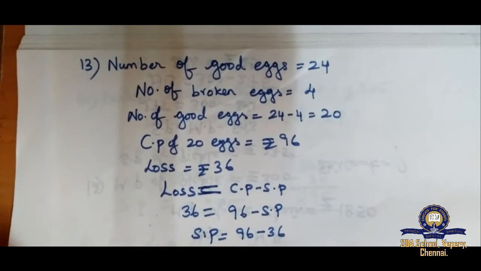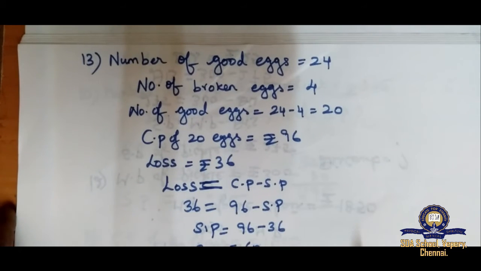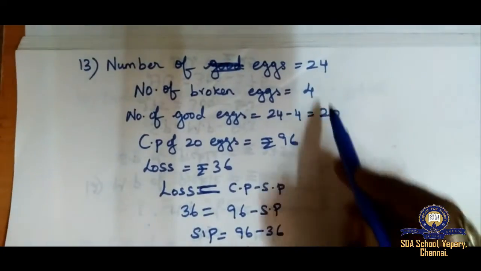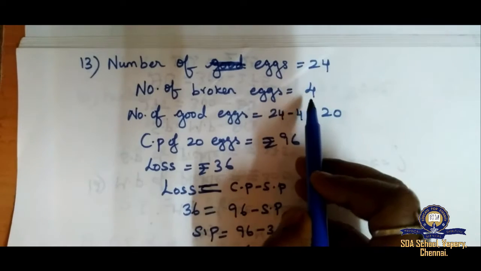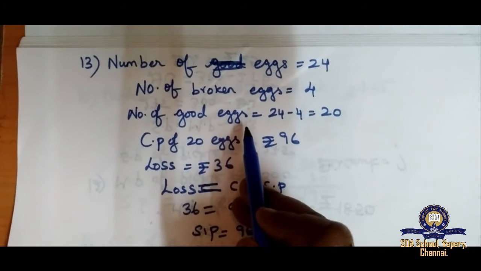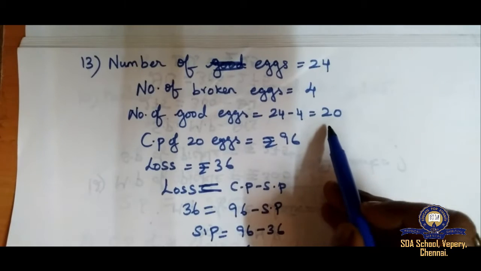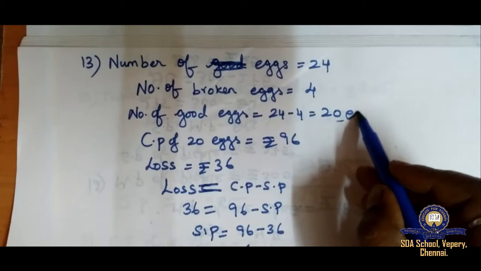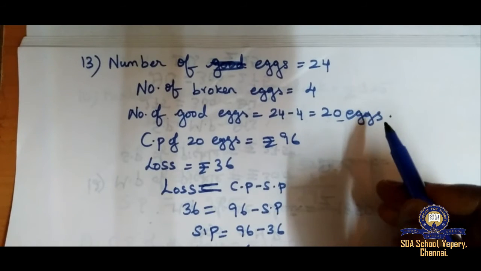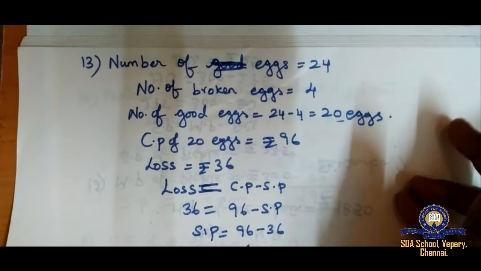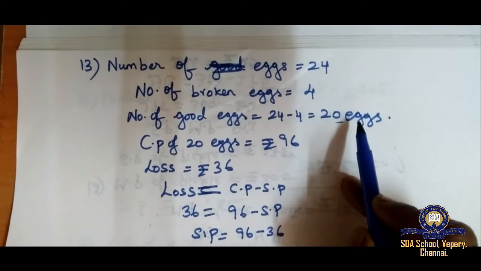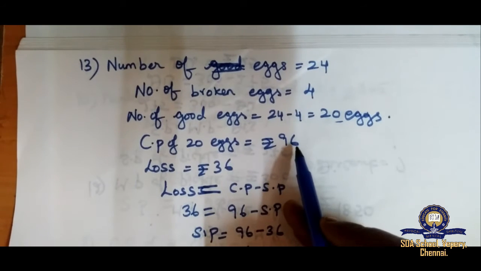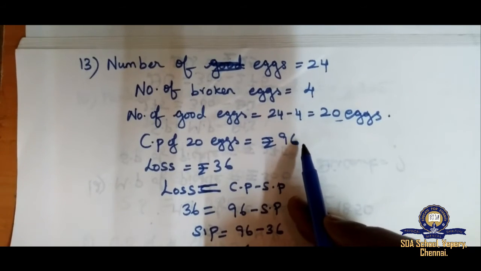Number of good eggs is nothing but number of eggs he brought minus broken ones. Number of eggs totally 24. How many were broken? 4. That means number of good eggs is equal to 24 minus 4. After broken we can't sell them. We have now 20 eggs only. So only good eggs can be sold. So 20 eggs. So we can assume that cost price of 20 eggs is equal to rupees 96. He bought those eggs for 96 rupees.